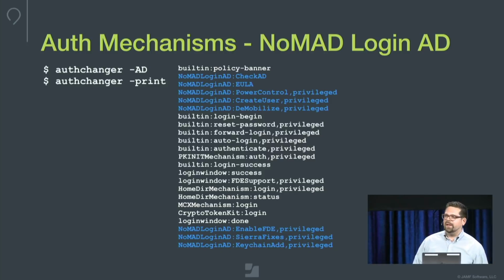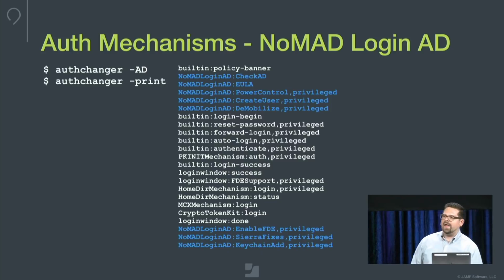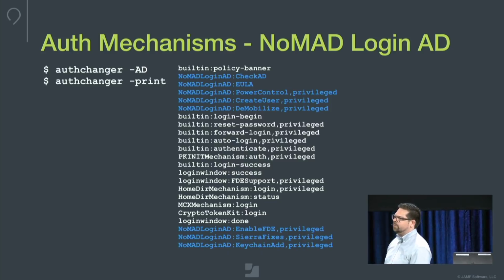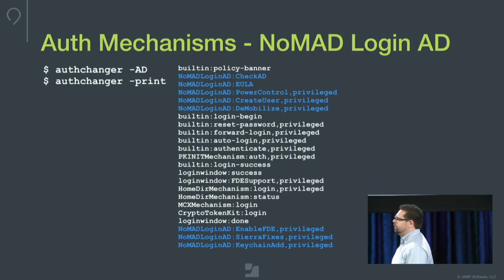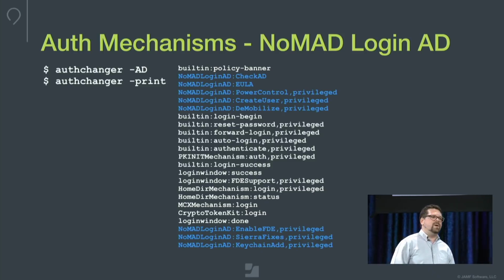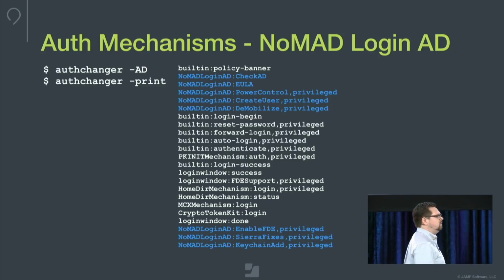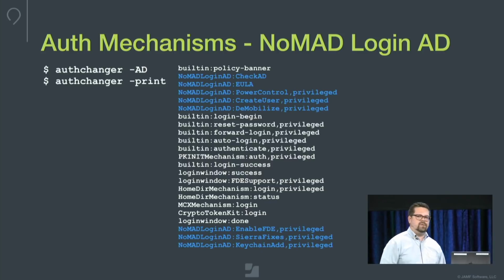Enable FDE, so it has support for FileVault. And then at the very bottom, keychain add is a really cool thing that I will show you at the end of this presentation. What that enables us to do is actually create a NoMAD keychain entry. And so when a user logs into NoMAD Login for the first time, they are already logged into NoMAD, and they get their Kerberos ticket, and they are done. They don't have to do anything else.